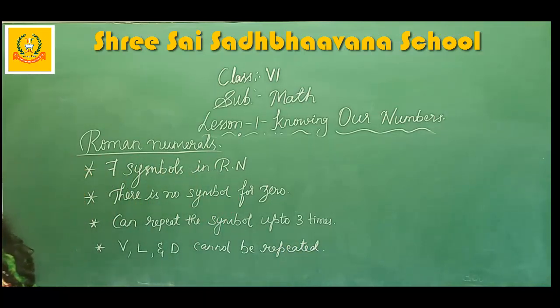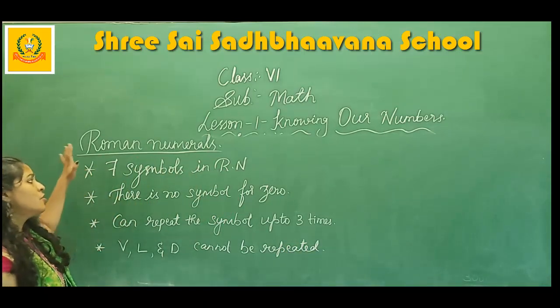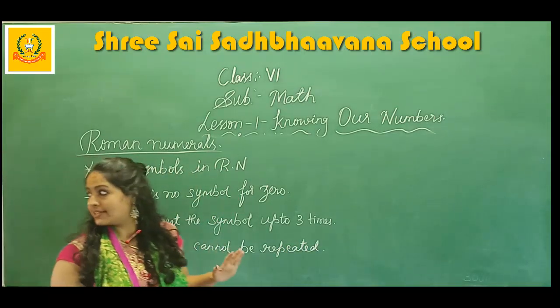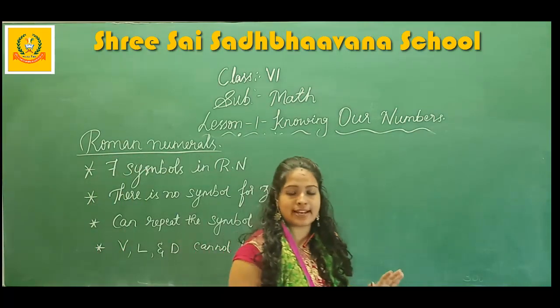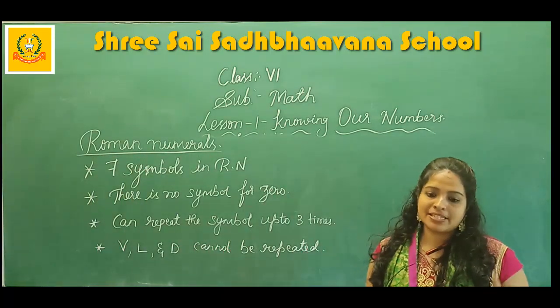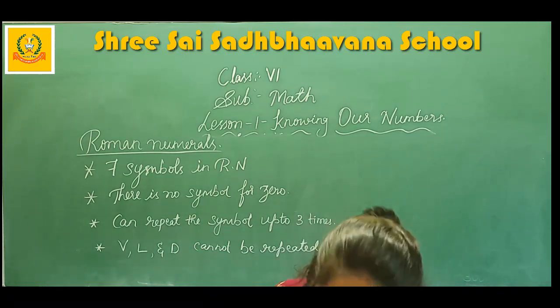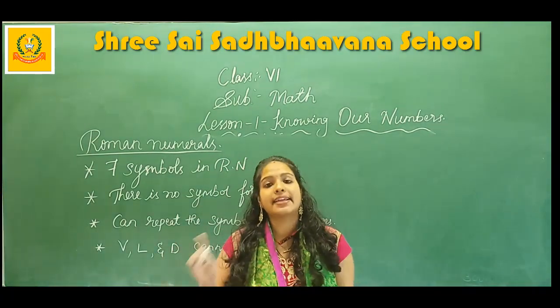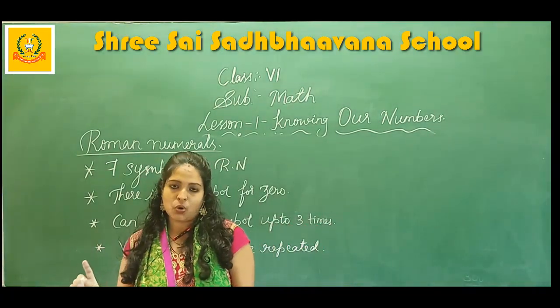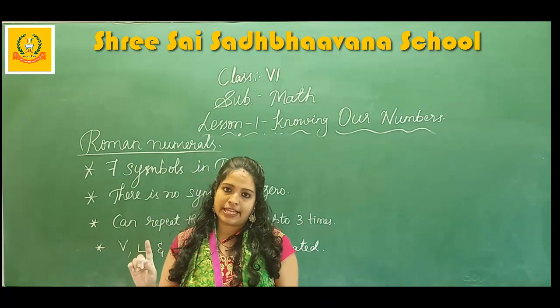Cannot be repeated. These are the basic things about the Roman numerals. How many symbols are there in Roman numerals? There are 7 symbols, and there is no symbol for 0.